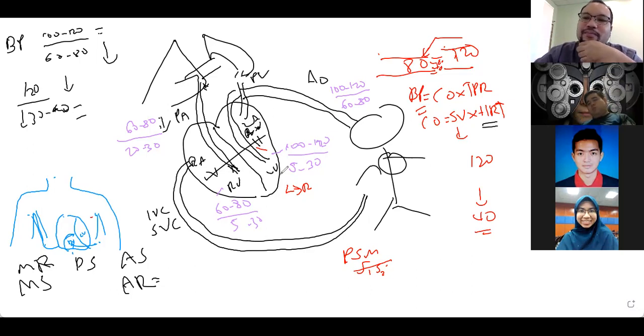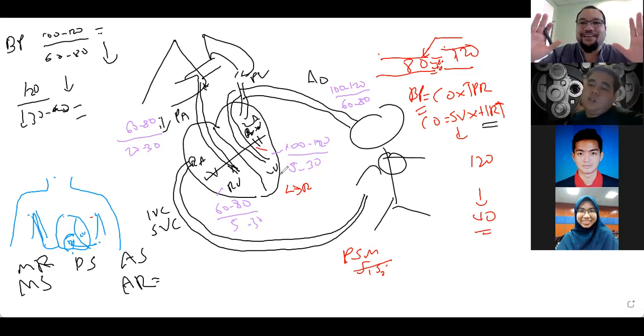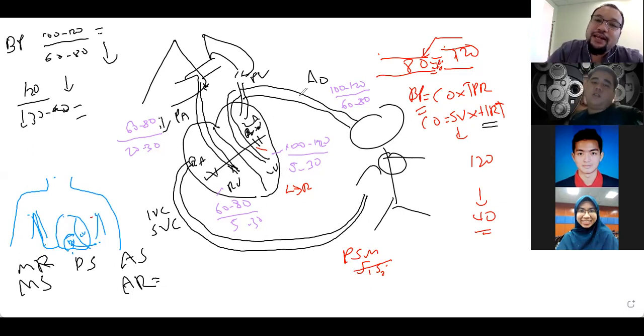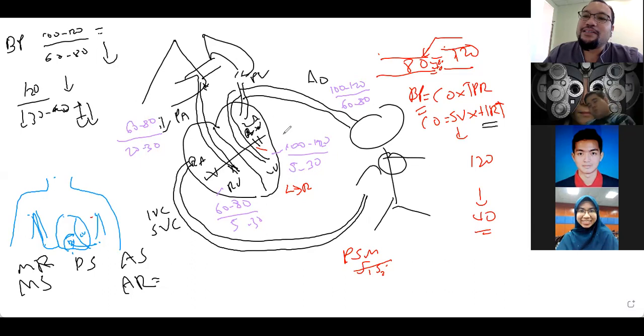Systolic BP? Affected tak systolic BP? AR? Okay. Theoretically tak affected. How about your diastolic? Diastolic BP affected tak? Affected. Sebab apa? Sebab masa diastolic, blood patah balik daripada aorta, patah balik masuk left ventricle. So diastolic BP akan reduce. Okay, you remember Starling law.